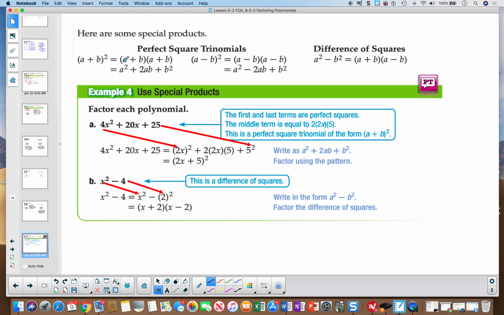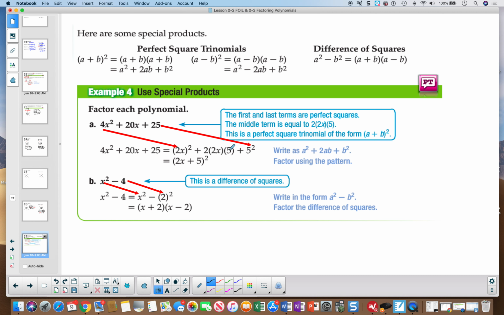When we multiply a binomial to itself, we get a real special situation where the trinomial has a square in the front, a square in the back, and the middle term is 2 times each one of those terms that has been squared. So let's take a look at this one. We can see there's a square here, and we can see there's a square here. And so 2x and 5, and if you double it, that makes this middle term 20x.